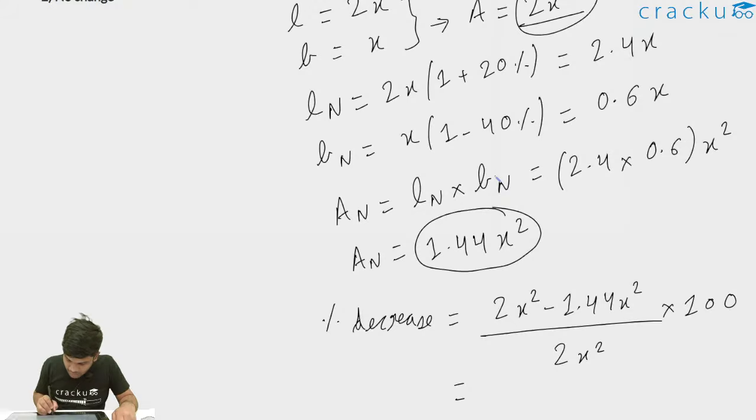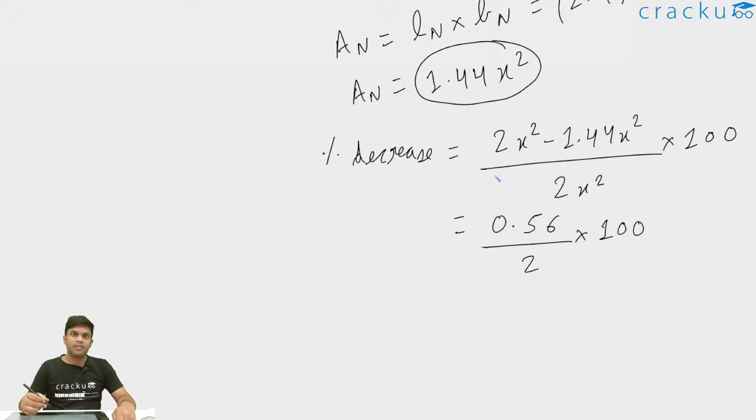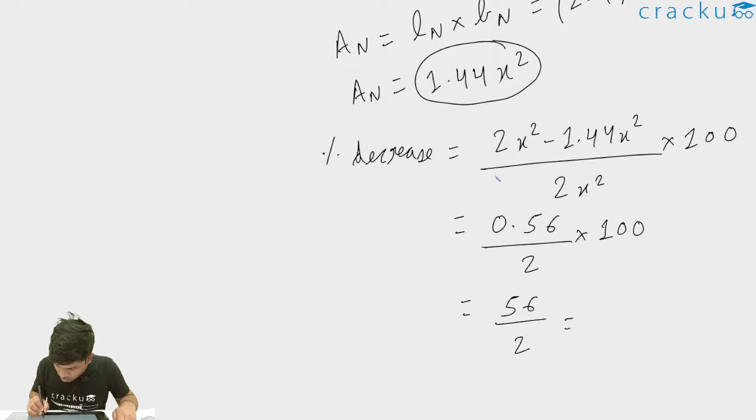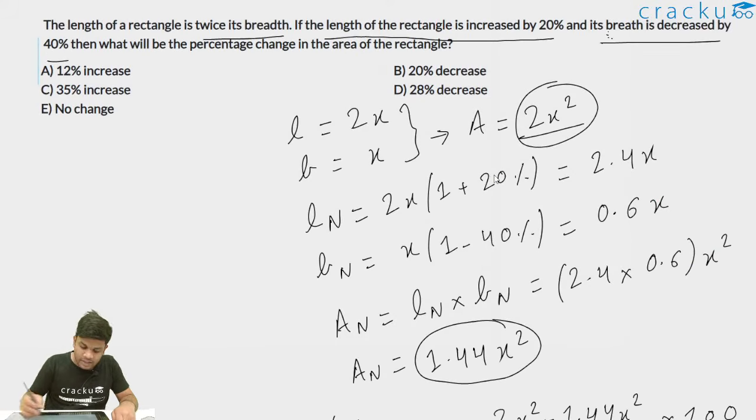So from here you will get 0.56 by 2 into 100. Okay, because 2 minus 1.44 is 0.56. So from here you will get 56 by 2, which is equal to 28%. So the area of the rectangle decreased by 28%. So the answer is option number D, which is 28% decrease.